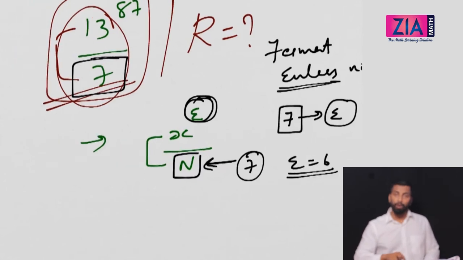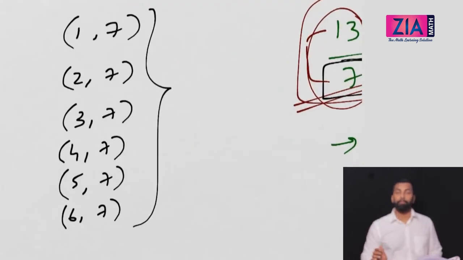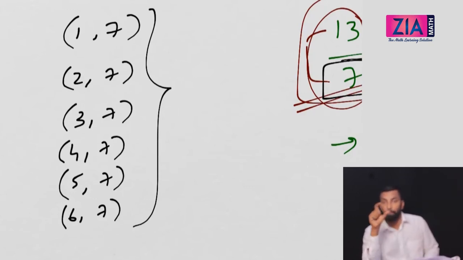Now, if I ask you, let's suppose the denominator was 9. So what is E of 9? Euler's number of 9. The logic is the number of numbers which are co-prime with 9 but less than 9. Okay, 9 and 11 are also co-prime, but that we don't take. Less than 9, how many numbers are co-prime with 9? That's what we are going to check.